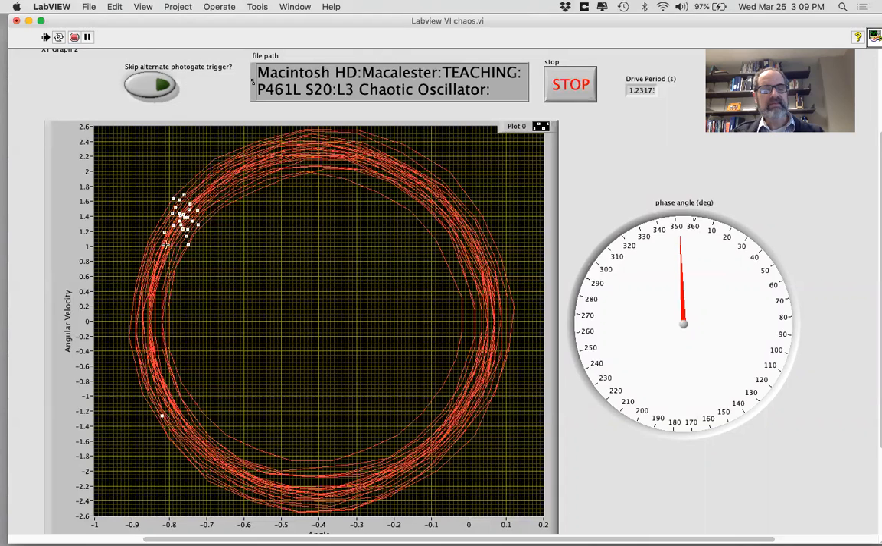That means these are the points that are acquired through each cycle of the experiment when the phase angle of the motor was 350 degrees. Remember, the motor is continuously turning at a constant speed. It's continually rotating. And every period of motion of the motor, it goes through 360 degrees. So here I've selected out the points that were acquired at a particular phase angle. And what's important about that is just this.